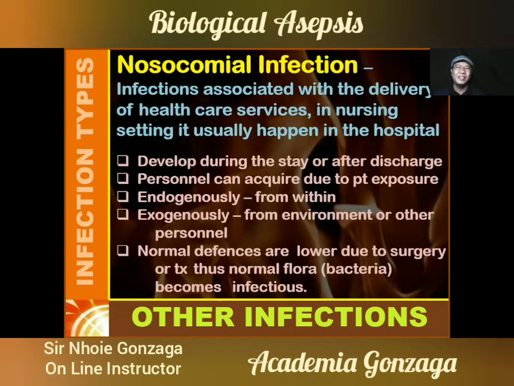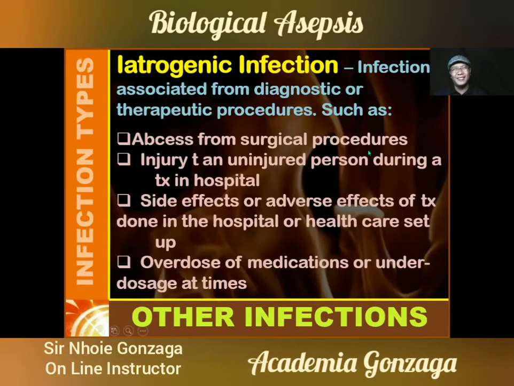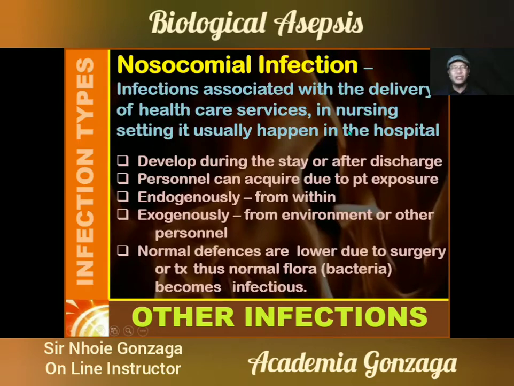Now, what is nosocomial infection? Infections associated with the delivery of healthcare in a nursing setting; it usually happens in the hospital. And iatrogenic infections are infections associated with diagnostic or therapeutic procedures. I will not dig deeper into this, but I want to tell you, dear learners, iatrogenic and nosocomial infections are infections that happen in the hospital.